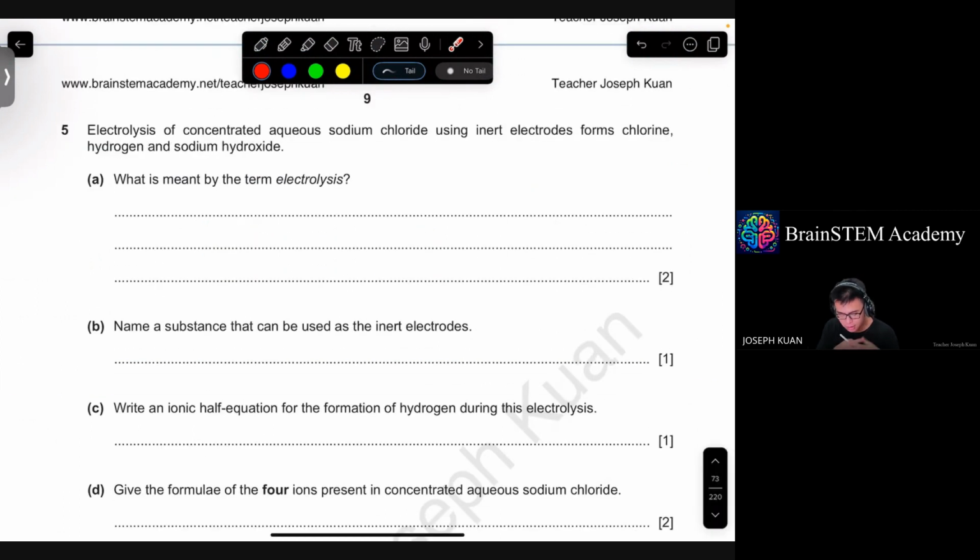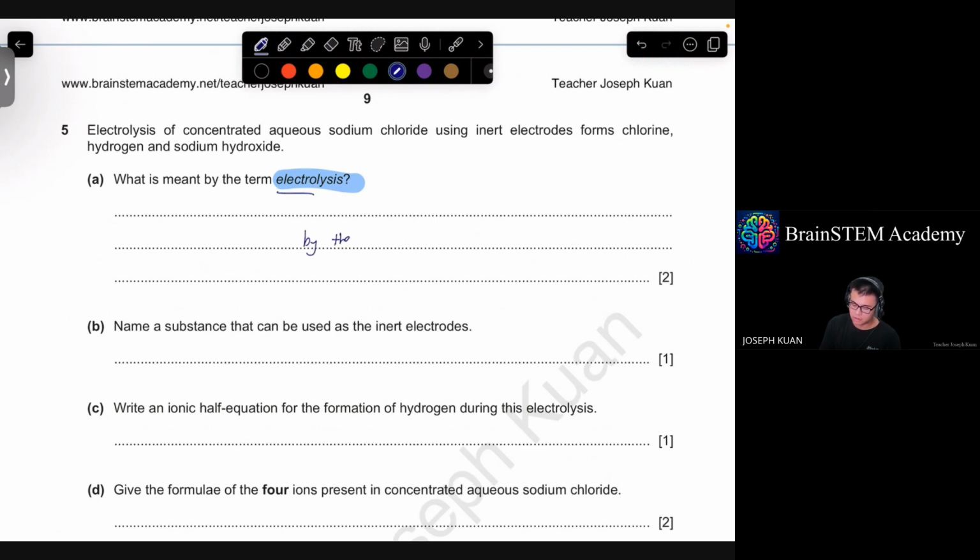Next question. Electrolysis of concentrated aqueous sodium chloride using inert electrodes forms chlorine, hydrogen, and sodium hydroxide. What is meant by the term electrolysis? So electro refers to the passage of electric current, and lysis means breakdown, or should I say a proper term that we use is decomposition. And what is decomposed in electrolysis of ionic compounds? Ionic compounds in molten or aqueous state.